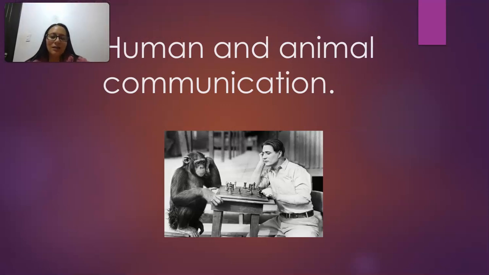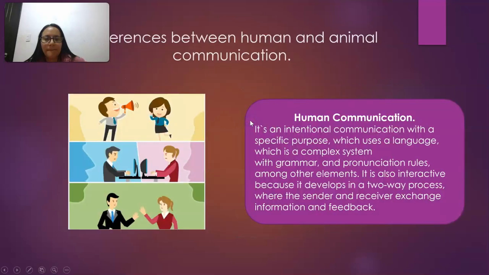As you can see in the picture, humans communicate, and animals also communicate, but in a different way. Differences between human and animal communication.